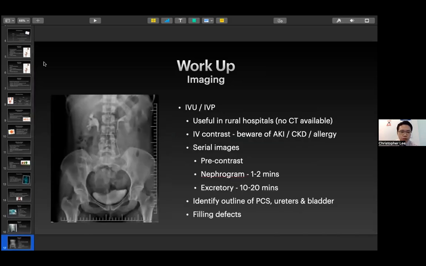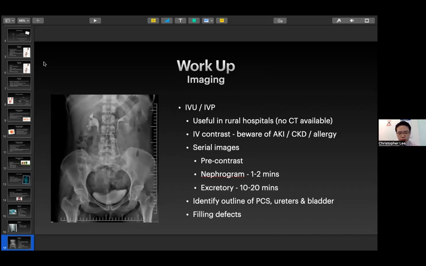The next one is also X-ray, but it's a serial X-ray we call IVU or IVP, which is intravenous urogram or intravenous pyelogram. We don't do this commonly anymore because we have CT scans nowadays in most major hospitals. But in the rural hospital setting, this could be very useful if you have a patient that comes to you quite unwell, and you don't have any CT scan. IV contrast is needed, so you have to be aware of acute kidney injury or patients with CKD, and you need to ask the patient about contrast allergy as well, because sometimes you forget to ask them.